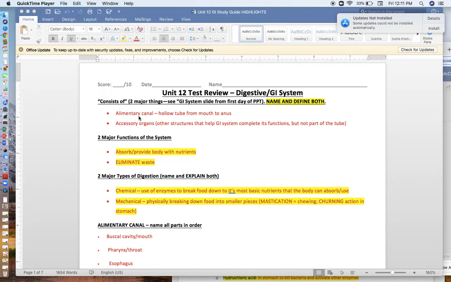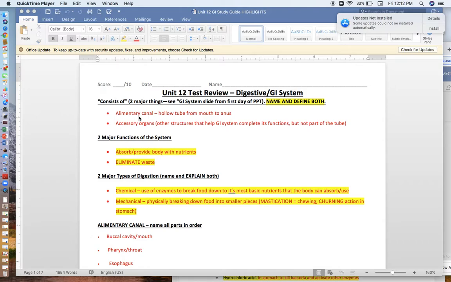So remember, the GI system consists of two major things, which are the alimentary canal and the accessory organs. And it's really important to understand, and it makes total sense if you think about when you put food in your mouth, it eventually comes out the other end. There's one big hollow tube there that's all interconnected, which we'll look at in a minute. But you also have some other organs that help with the process of digestion and things like that. So we call those the accessory organs, and they have a very important part of the system too.